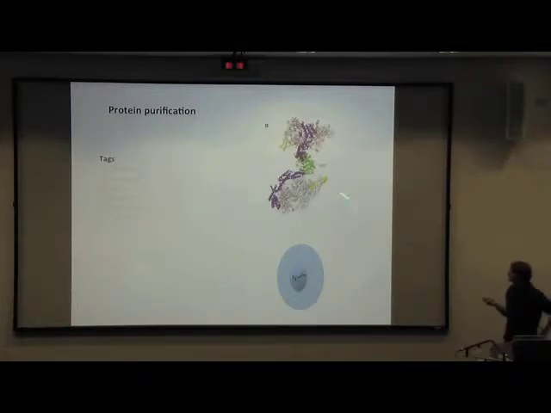This is dynein from Andrew Carter, and dynein is normally a dimer, but in this case they removed the bit that dimerizes it and replaced it with GST, and so they can actually have a functional protein by using GST.